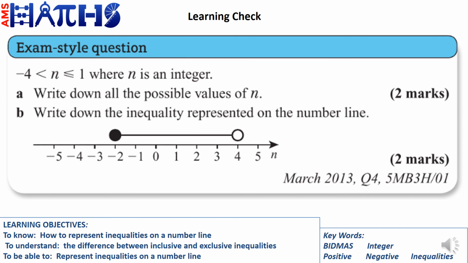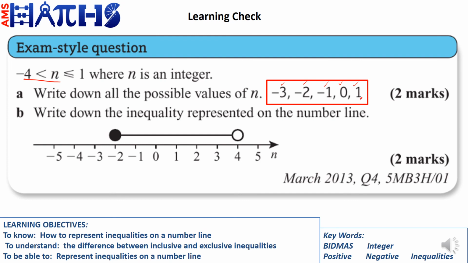Alright, so it says we have -4 is less than n is less than or equal to 1, where n is an integer, and we need to write down all the possible values of n. So there we go, all the numbers that are bigger than -4, because n needs to be bigger than -4: -3, -2, -1, 0, 1. We stopped at 1 because it says n needs to be less than or equal to 1.